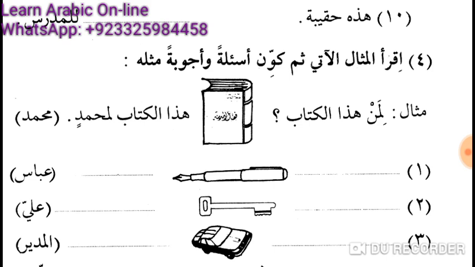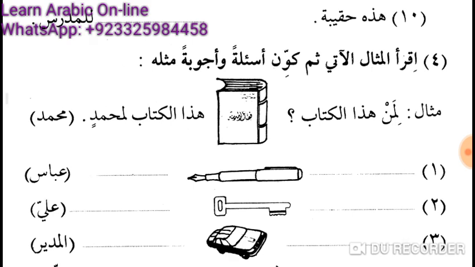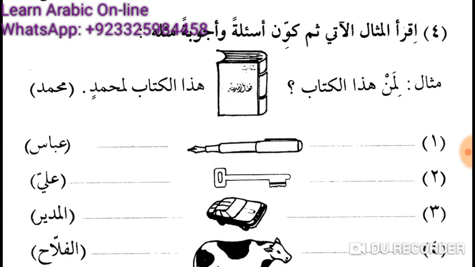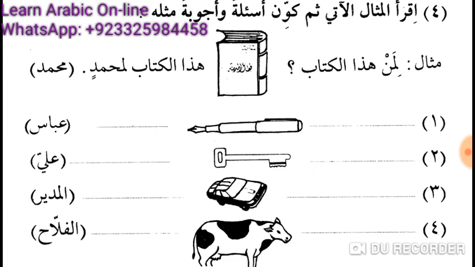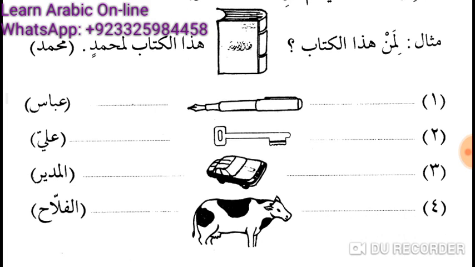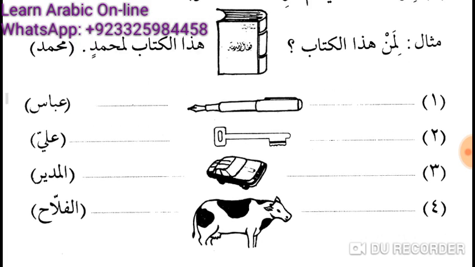So the example is: liman hadha al-kitabu? For whom is this book? Also liman hadha al-kitabi? The answer will be: hadha al-kitabu li Muhammadin. This book is for Muhammad. This is Muhammad's book, the book of Muhammad. We can translate it in different ways. So similarly, make questions and answers for all the others.